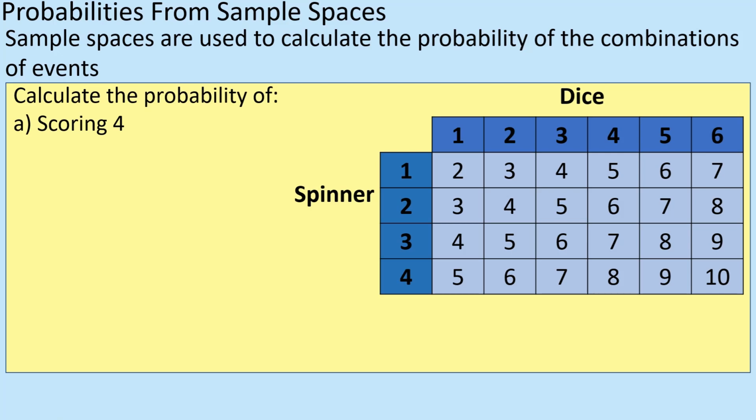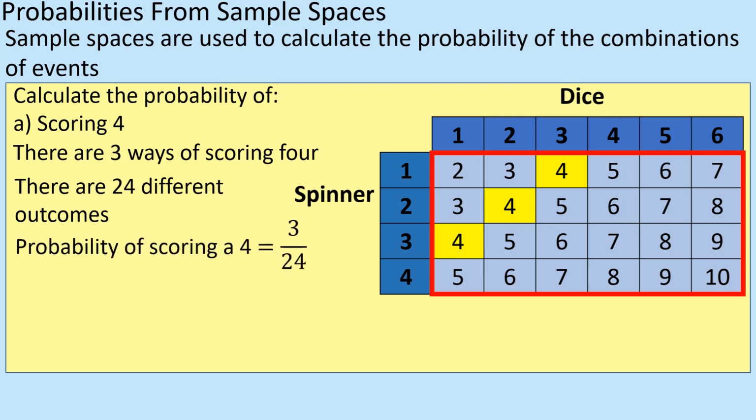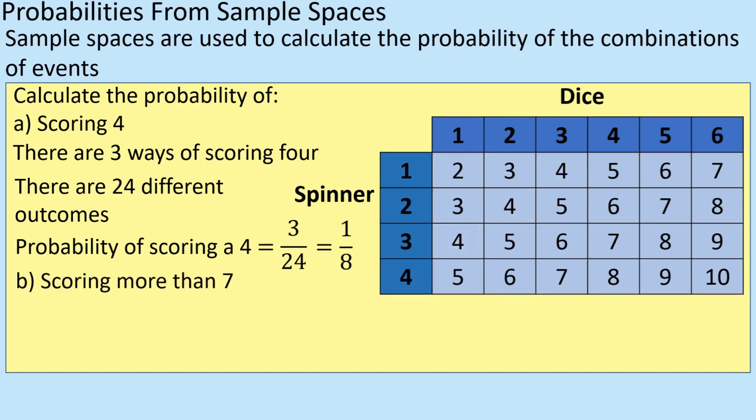So how many 4s though? 1, 2, 3. So it's going to be 3 out of 24 as my probability. There are 3 ways of getting a 4, and there are 24 different outcomes, out of the whole lot, which is highlighted there for you. So 3 out of 24. They simplified it in this case, but we are talking probability, so you didn't necessarily need to do that.